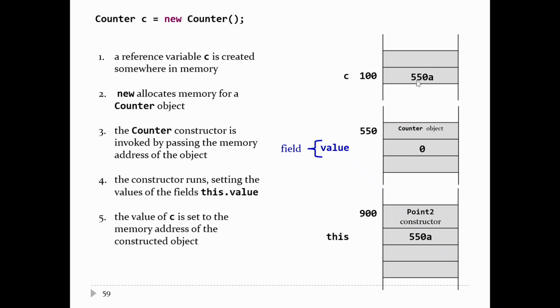And so c gets the value 550A in this case. It's always the same thing when a constructor runs. Variable gets created, object gets created, constructor runs, constructor sets the value of the fields of the object.